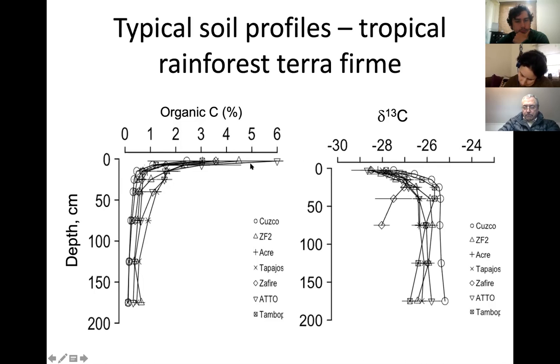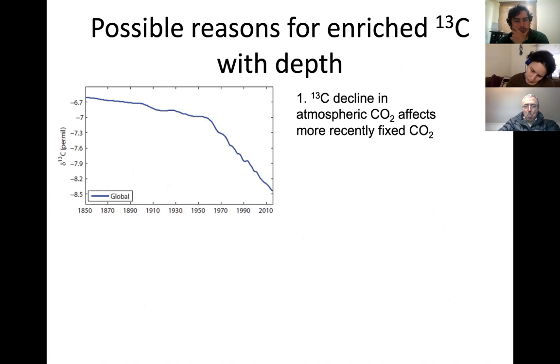As we also are losing a lot of carbon as we go deeper into the soil profile. So on the next slide, I go through the 3 possible reasons that have been given for these patterns that are seen in many, many soil profiles. The first is that we have to remember that we're in a time of global change, and the delta C13 of the atmosphere has been declining over time.